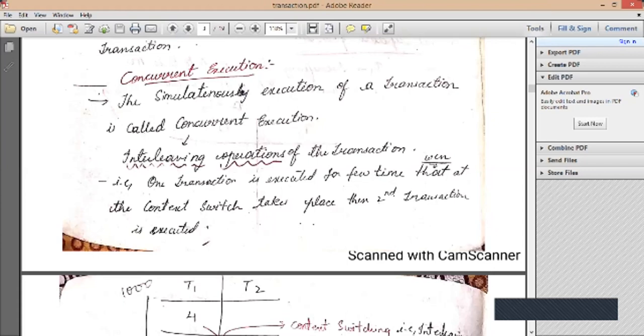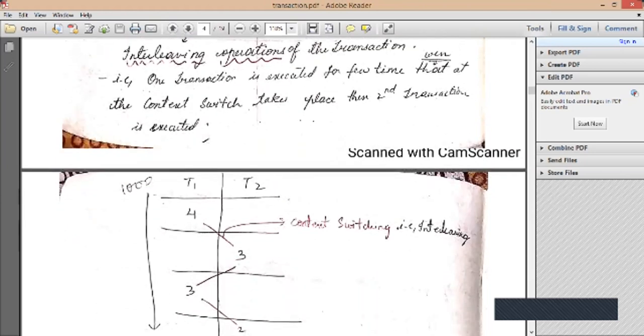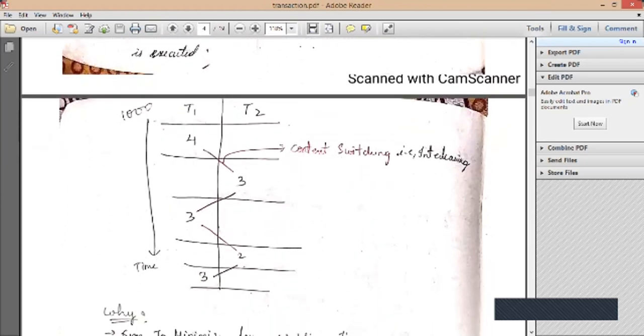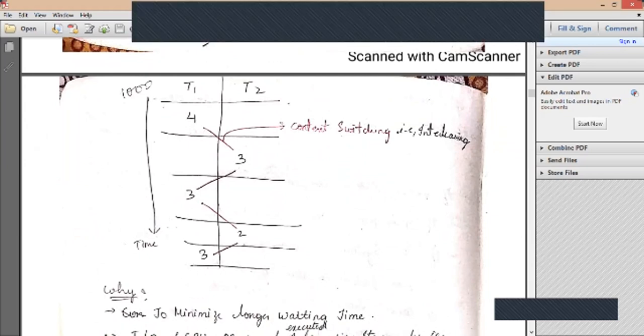Now, whenever there is concurrent execution, interleaving of operations within transactions happens. That is nothing but what you can call preemption, which you speak about in OS. What do we mean by preemption? Suppose a transaction T1 is executing some code, then it is switched, and now transaction T2's code is running. The switching from T1 to T2 in between is called context switching, or preemption, or interleaving.